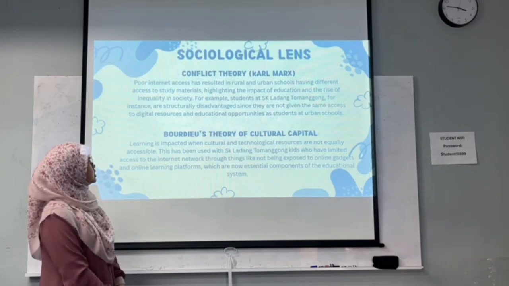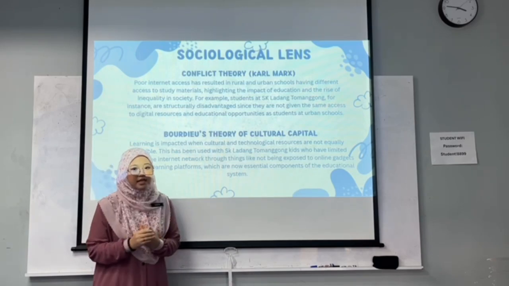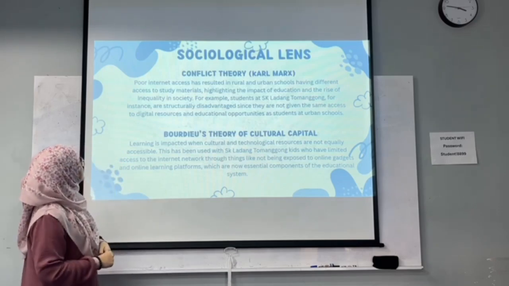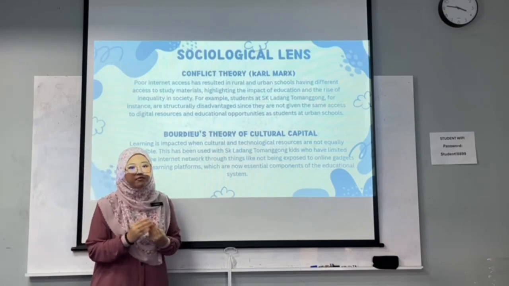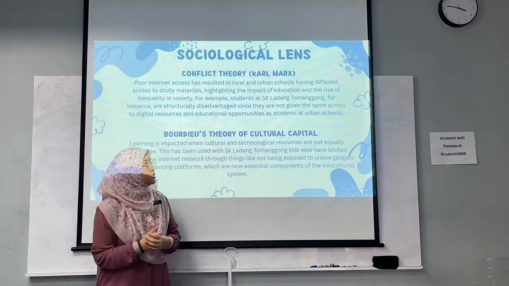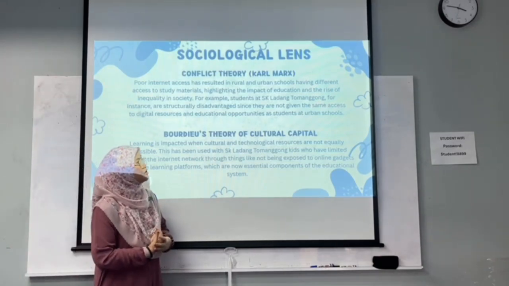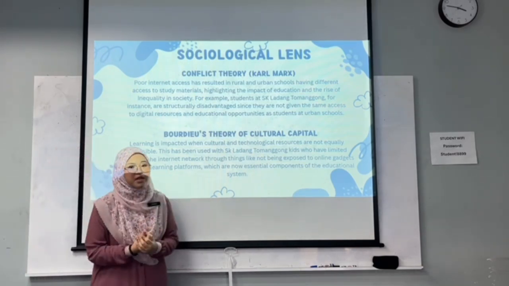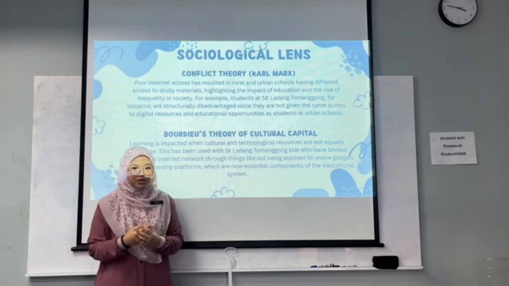This is the sociological lens that we can apply to the SK Ladang Tomanggong problem. The first one is conflict theory by Karl Marx. It says that poor internet access has resulted in rural and urban schools having a very big difference in access to study materials, highlighting the impact on education and the rise of inequality in society. For instance, students at SK Ladang Tomanggong are structurally disadvantaged since they are not given the same access as urban schools to digital resources and educational opportunities.